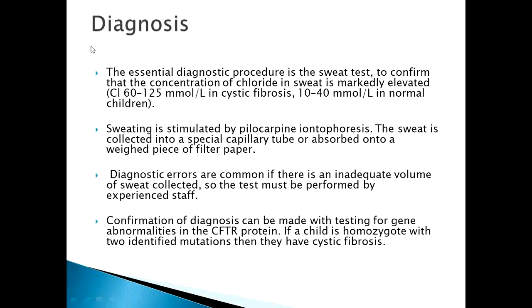How do we diagnose? Besides clinical parameters, the essential diagnostic procedure is the sweat test to confirm that the concentration of chloride in sweat is markedly elevated. So chloride would be between 60 to 125 in cystic fibrosis as compared to 10 to 40 millimole per liter in normal children. Sweating is stimulated by pilocarpine iontophoresis, and confirmation of diagnosis can be made with testing of gene abnormalities in the CFTR protein. If a child is homozygote with 2 identified mutations, then they have cystic fibrosis.